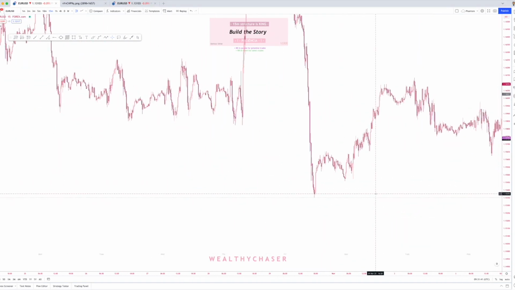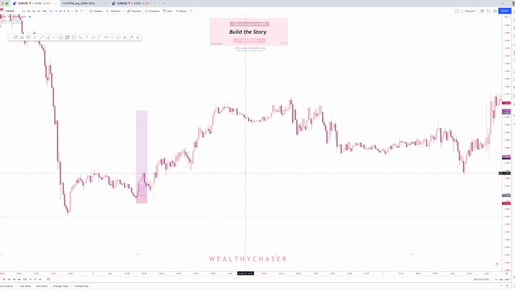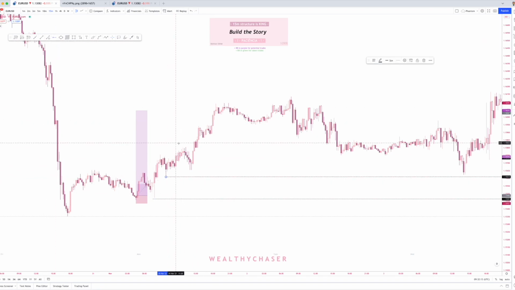Yeah, let's pretend I'm putting a long here. So if I put a long here and put my take profit over here, right? So what we may do is every time there is a BOS, we'll move our stop loss. So there was a BOS here, I'll move my stop here. There was a BOS here, I'll trail my stop loss here. There was a BOS here, I'll trail my stop here. There was another BOS here, I'll trail my stop here.